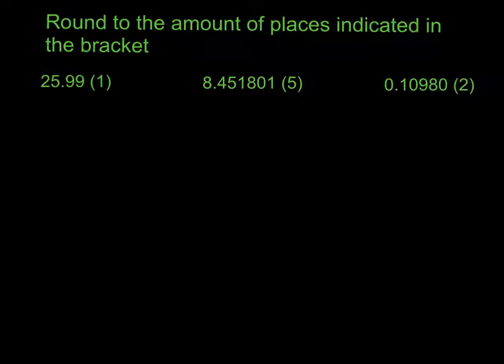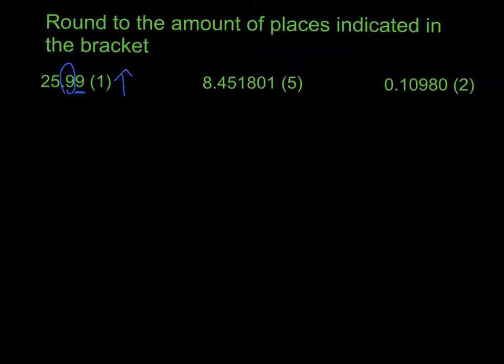Often questions may ask us to round to the amount of places indicated in a bracket. First question, we will round this to 1 decimal place. So 1 decimal place is the first number after the decimal point. Yet again, we apply the same strategy. We've found the place value we want to round to, so we need to look 1 to the right, and that's going to tell us to round up or down. A 9 tells us to round up.